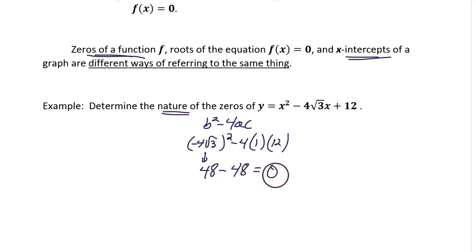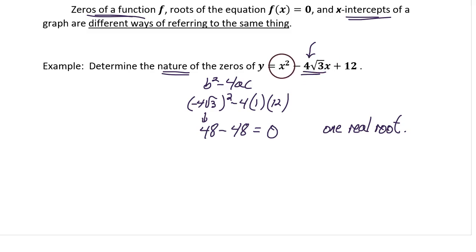Remember our 3 cases. When the discriminant is 0, what did that tell us about the roots? We have one real root. Then, because it's a real number root, we can also figure out if it's rational or irrational. Because one of the coefficients is an irrational number, we can tell that our one real root is irrational.